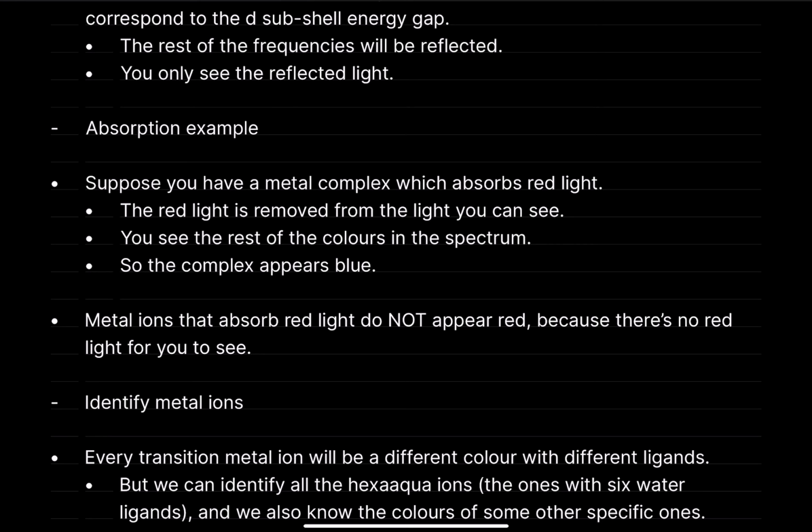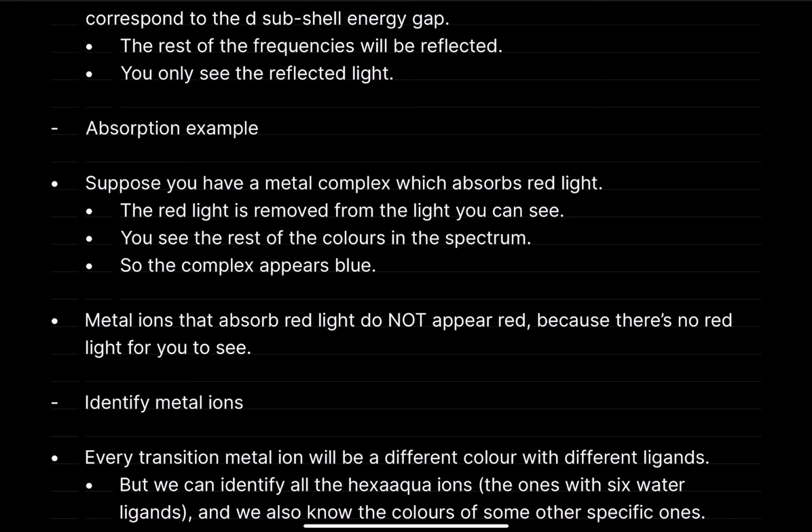The red end of the spectrum is generally of a longer wavelength and lower frequency, so it probably has a much lower energy gap. That's what I would assume. So it's absorbing all the red wavelengths of light, so you don't see any red, and it's reflecting back the blue wavelengths of light. That's why that transition metal would appear blue, because it absorbed all the red light.